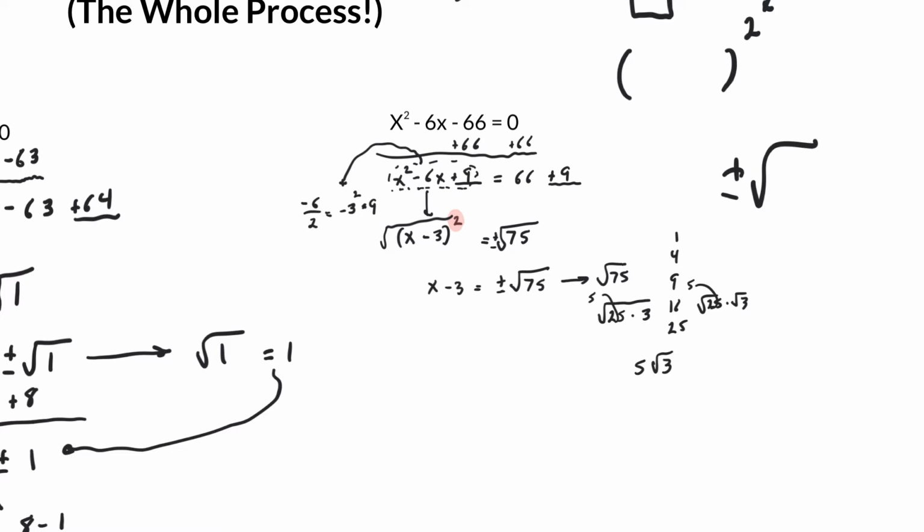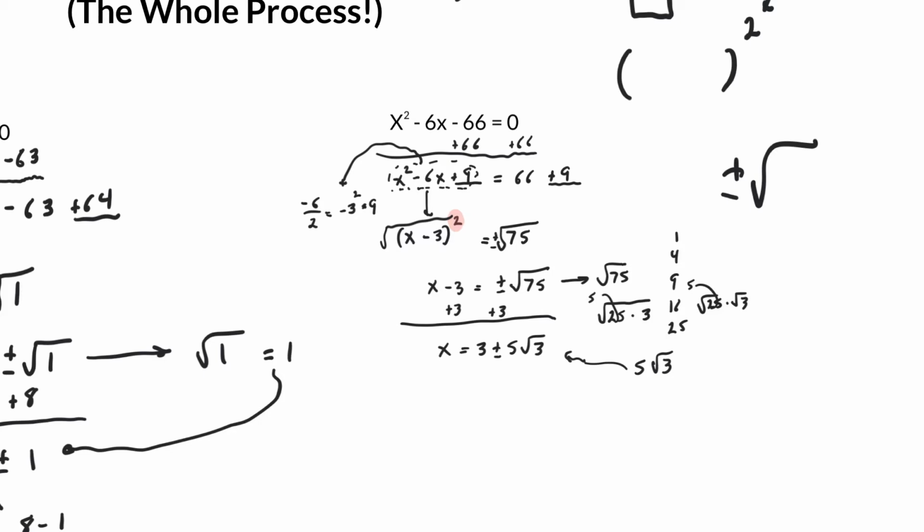Okay. So we'll save that for later. I'm going to add 3 to both sides. So it's going to be x equals 3. And I'm going to be lazy and just plug this in right now. Plus or minus 5 root 3. And again, some people do that on the next step. You know, it doesn't matter. Eventually it's going to break down to that.